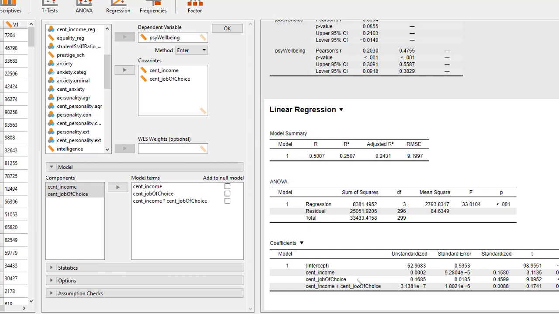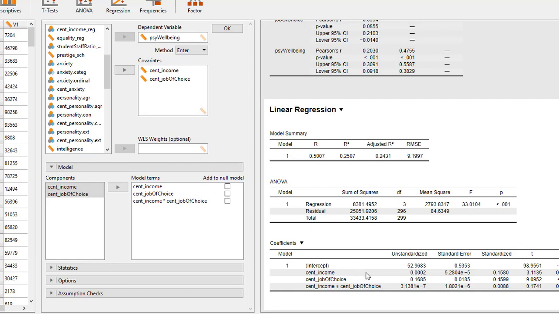With job of choice, an increase of 1 unit of job of choice will produce an increase of 0.1685 psychological well-being units, and an increase of 10 points in job of choice will produce an increase of 1.68 points in psychological well-being. Okay, so now the interaction is an additional increase, and the interaction is how one of the independent variables affects the relationship between the other independent variable and the dependent variable.